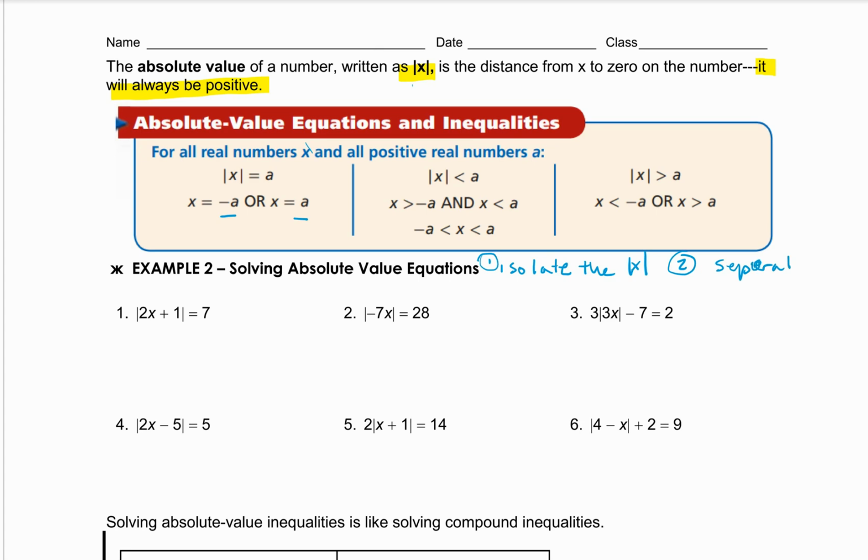Separate. God, it would help if I could spell. You guys don't know this, but I'm actually also certified to teach English, and I can't even spell separate.